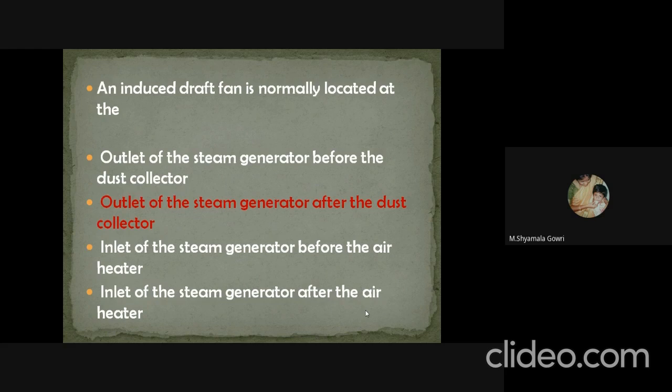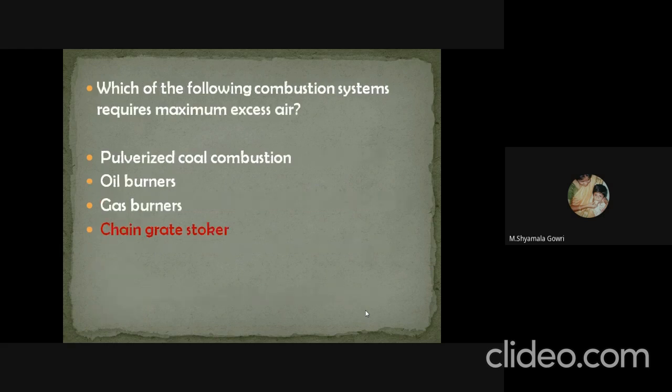This is for reducing the temperature at the outlet of the steam generator. This induced draft fan is located after the outlet of the steam generator, after the dust collector.